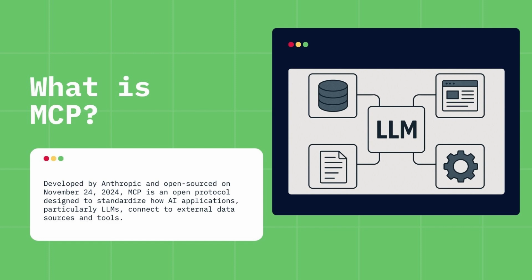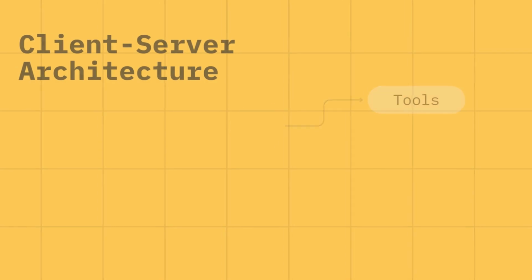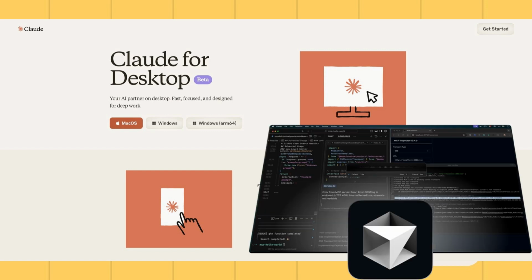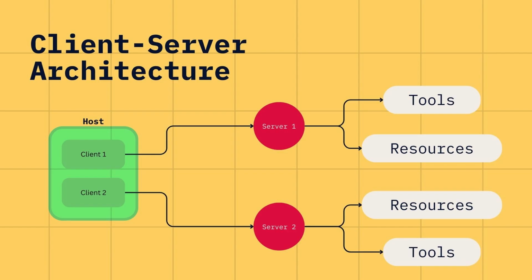Let's start with the core architecture of MCP. It follows a client-server model and has three important components. Hosts are AI applications like Claude Desktop or an AI-powered IDE that initiate connections. Clients reside inside hosts and maintain one-to-one connections with servers. MCP servers are lightweight programs that expose specific capabilities, such as data sources or tools, through the standardized MCP protocol.